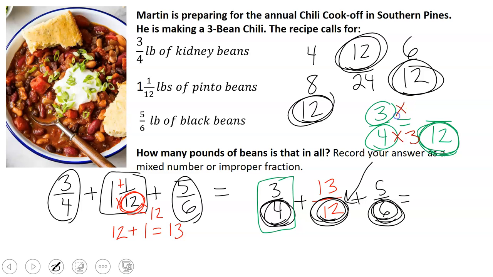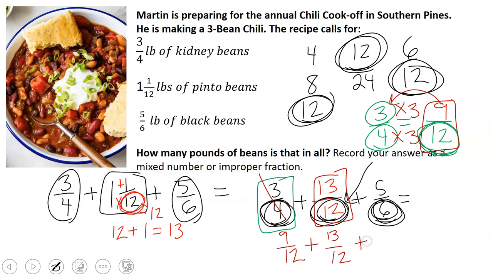And I just need to do the same thing to the numerator. I need to also multiply 3 by a factor of 3. So 3 times 3 gives me 9. So 3/4 becomes 9/12. 9/12 is equivalent to 3/4. Those are equivalent fractions. I'm going to copy the 13/12, sorry, because it already has a denominator of 12. And then I need to go ahead and change the 5/6 so that it has a denominator of 12.